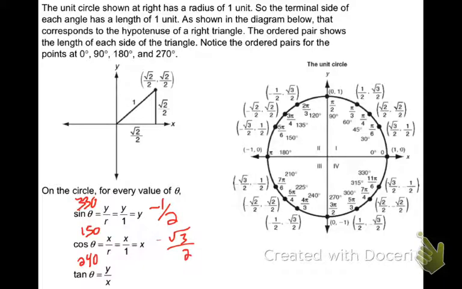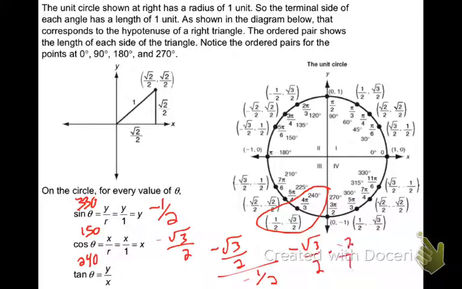And then I have tangent of 240. Now, tangent of 240 here, as I look at this, what is my y value? My y value is negative square root of 3 over 2, over, what's my x value? Negative 1/2. Can't have a fraction within a fraction, so I multiply by the reciprocal, giving me negative square root of 3 over 2 times negative 2 over 1. And when I simplify that, I'm going to get an answer of what, Maddie?